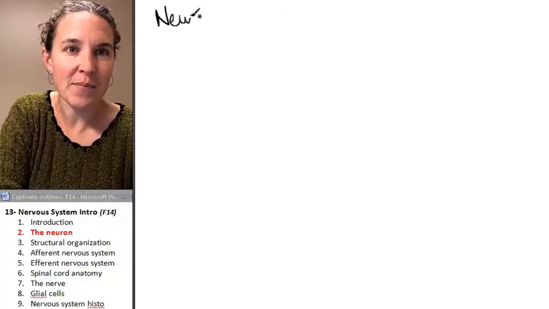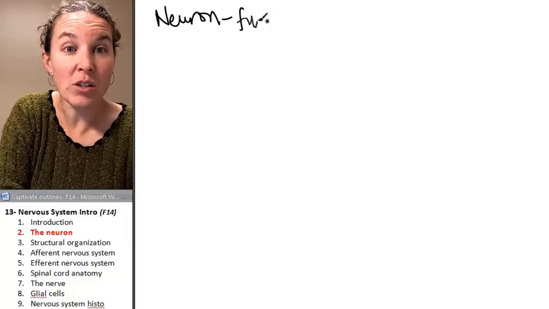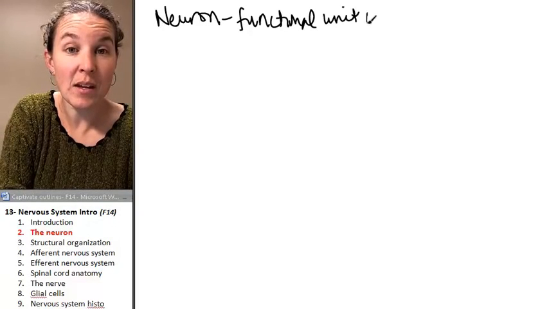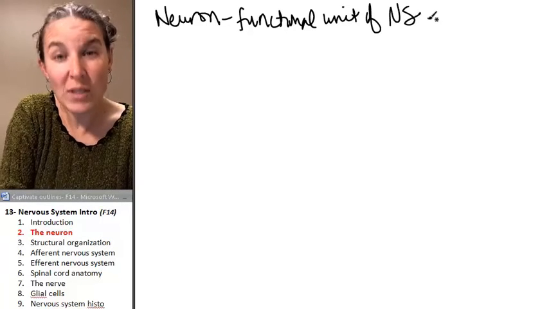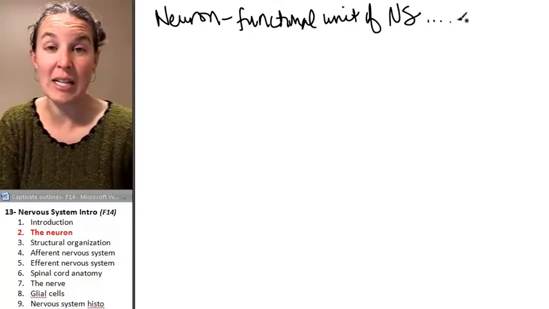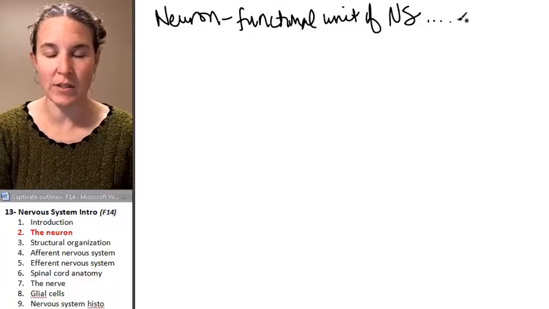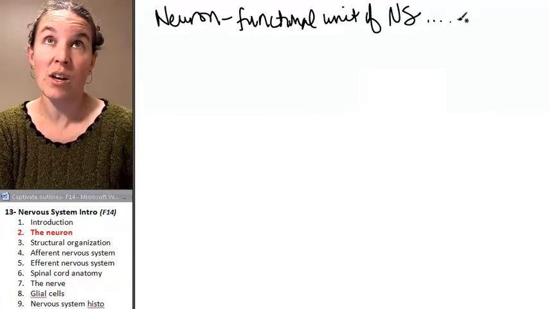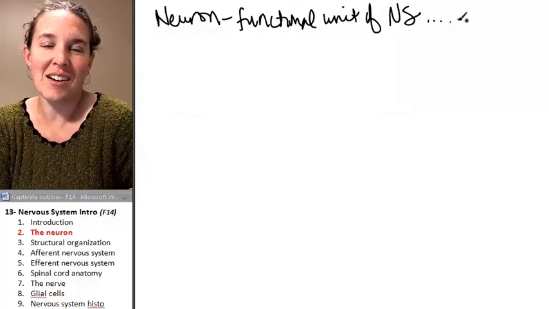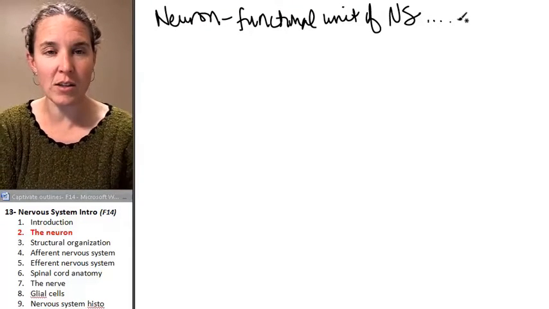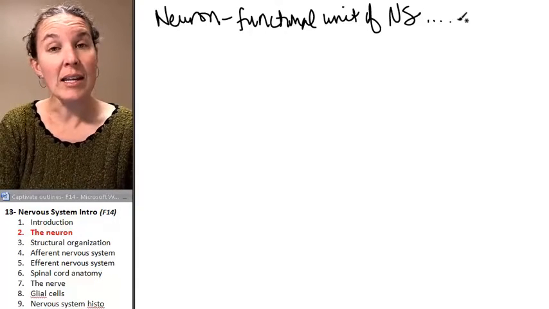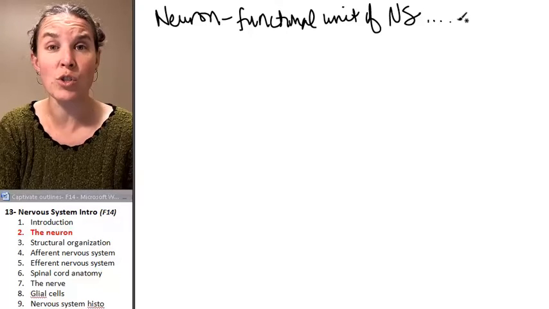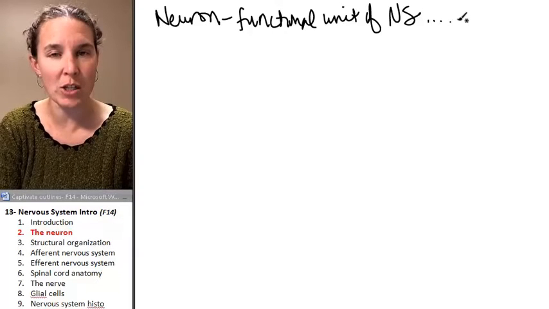Neuron. Functional unit of the nervous system. And what we'll see as we progress, it's not the only cell in the nervous system by any stretch of the imagination. In fact, it's not the most common cell that you're going to find in the nervous system. However, it has the most obvious function because it's the one who's directly delivering information.